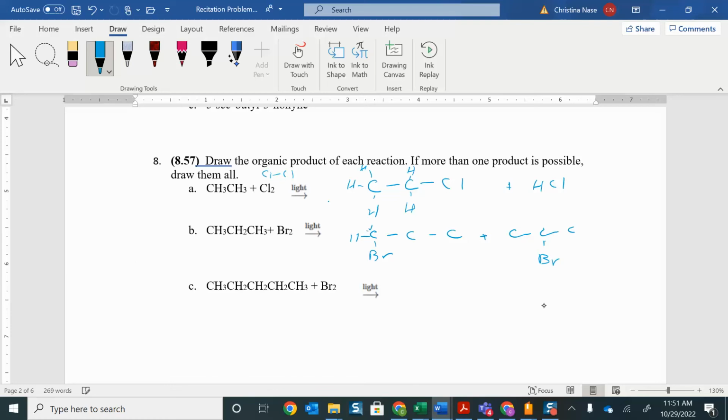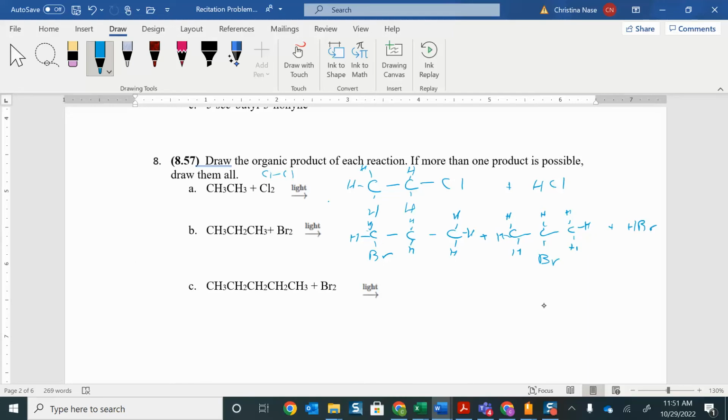If you want to draw this out, you can draw out all the hydrogens. If you want to do the condensed structural formula, you can do that as well. Probably shorter if you just do the condensed. So I can have 2 different products there. Then I'll always have the HBr as well.